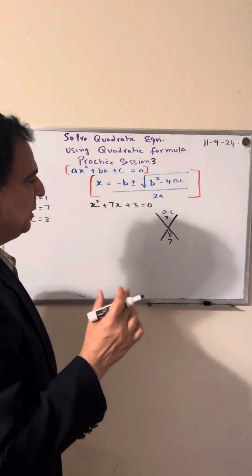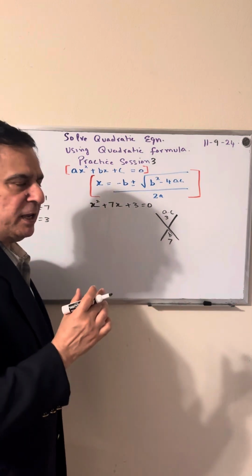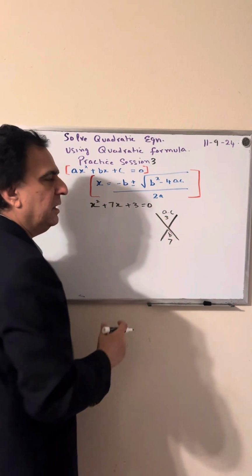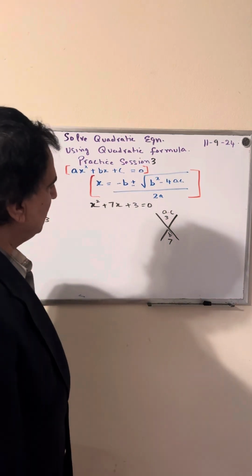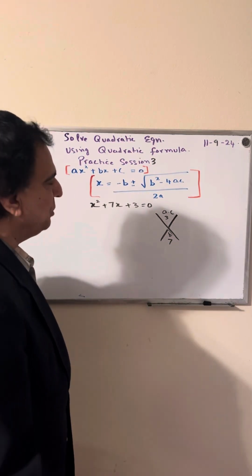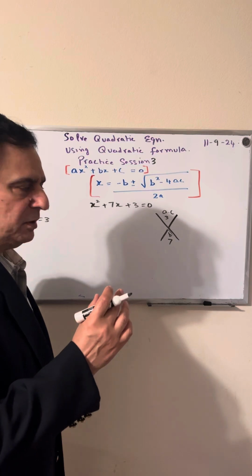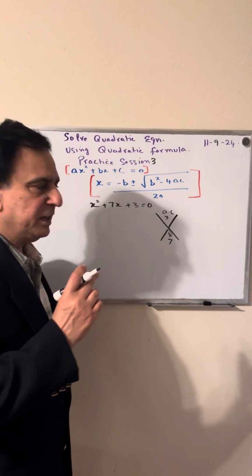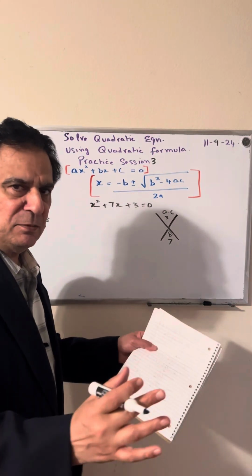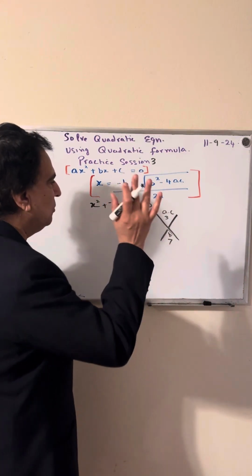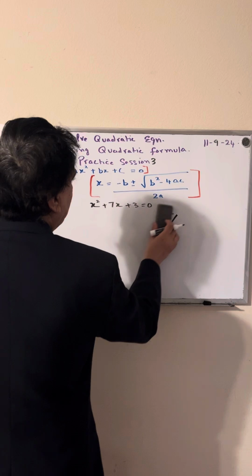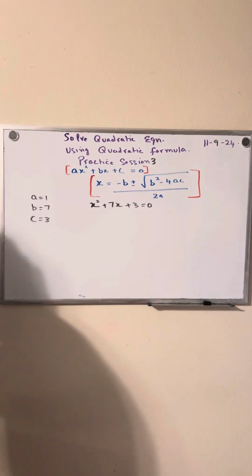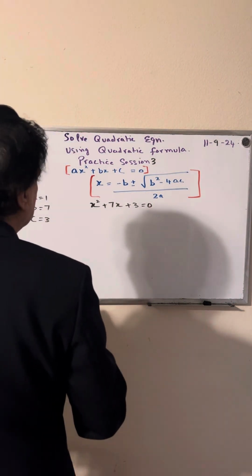You need to find two numbers that if you multiply, you get 3, and if you add, you get 7. I don't think there is any such number. There's no way that you can find two numbers that multiply to get 3, and if you add them, you get 7. So that is the reason we cannot use the big X technique. We have to use the quadratic formula. So let's go ahead and do that.